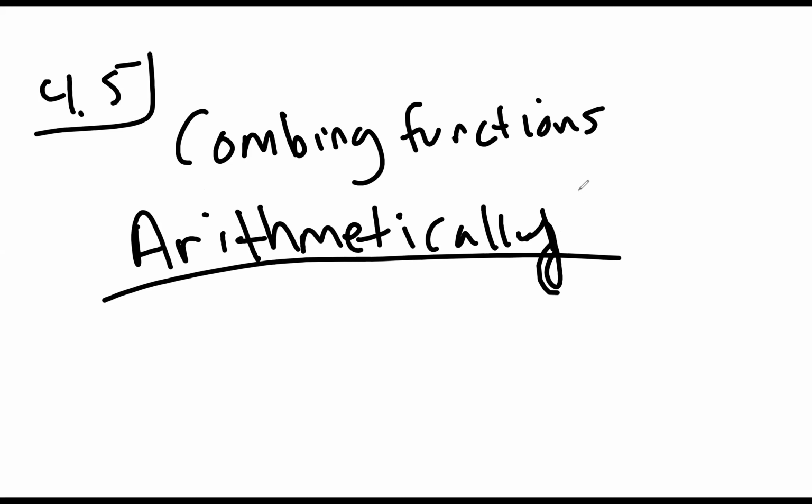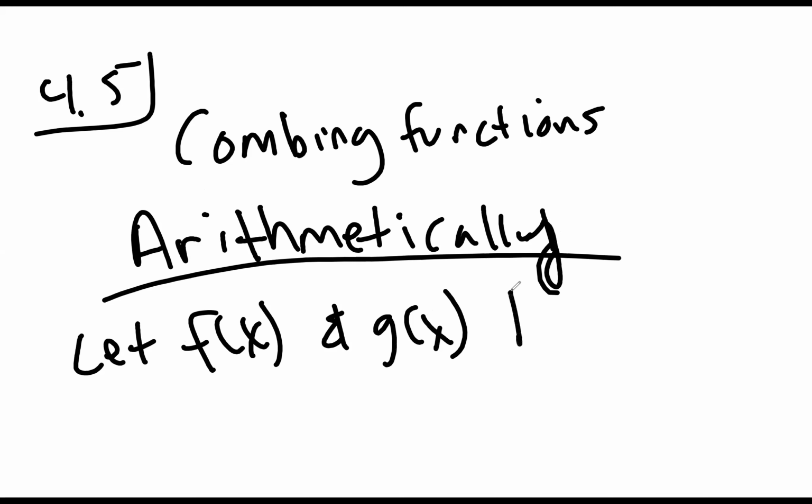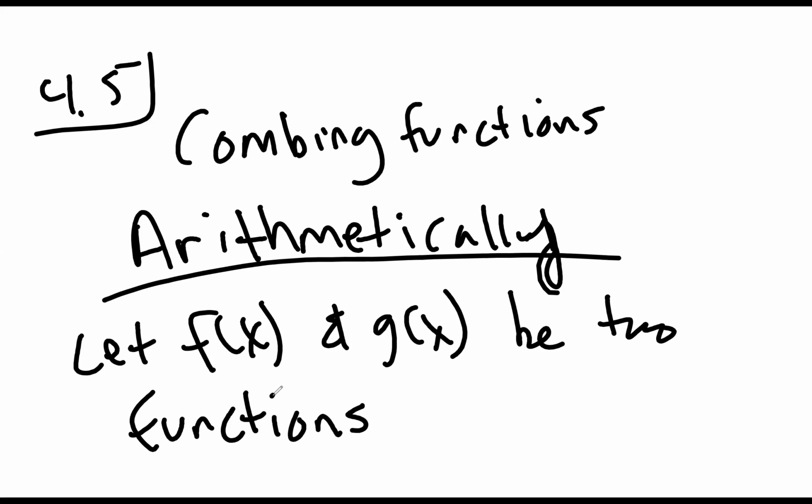And so what this is going to look like, we're going to say, let f of x and g of x be two functions. Okay, so what this means is you're going to be given f of x equals something, it's going to be a function. You're going to be given g of x equals something, it's going to be a function. Then we're literally going to add them and subtract them and multiply them and divide them. And so even though this looks kind of confusing because there's a lot of x's flying around, we kind of already know how to do this.